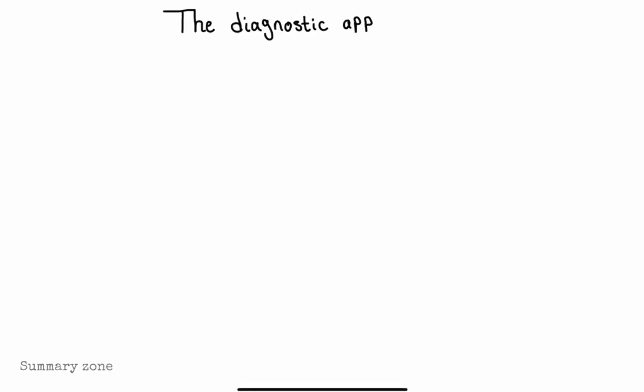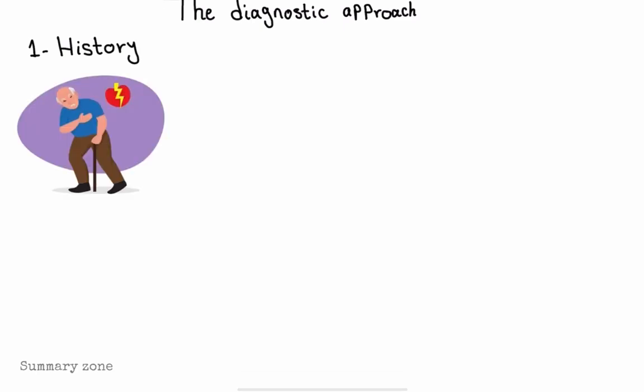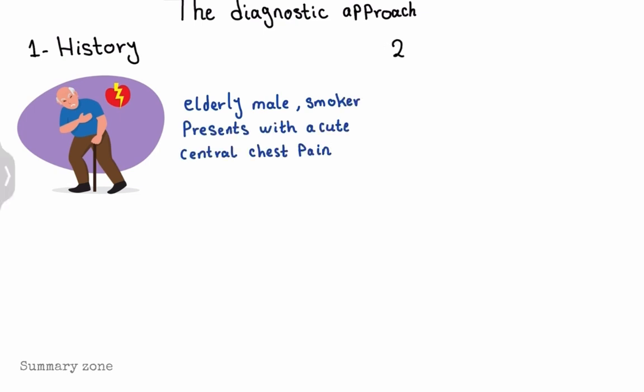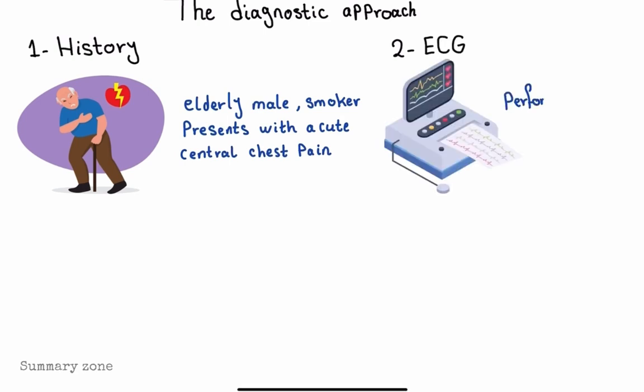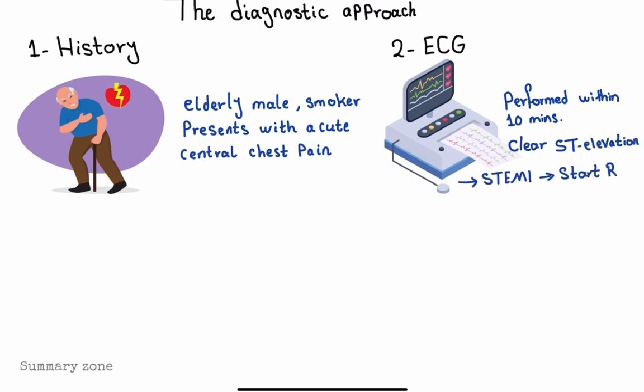The diagnostic approach. Reaching a diagnosis for ACS rests on 3 pillars. 1. History. It starts with the patient's story. For example, a 45-year-old male who is a smoker presents to the emergency department with acute central chest pain. 2. ECG. An ECG must be performed within 10 minutes of the patient's arrival. If the ECG shows clear ST segment elevation, a diagnosis of STEMI is made, and you do not need to wait for cardiac enzymes to proceed with treatment.